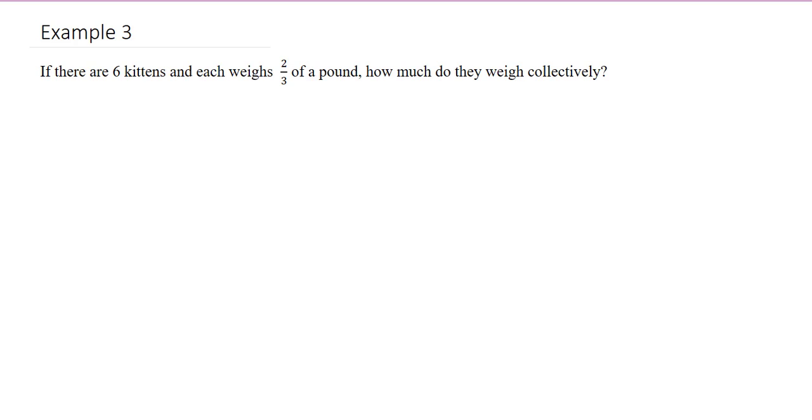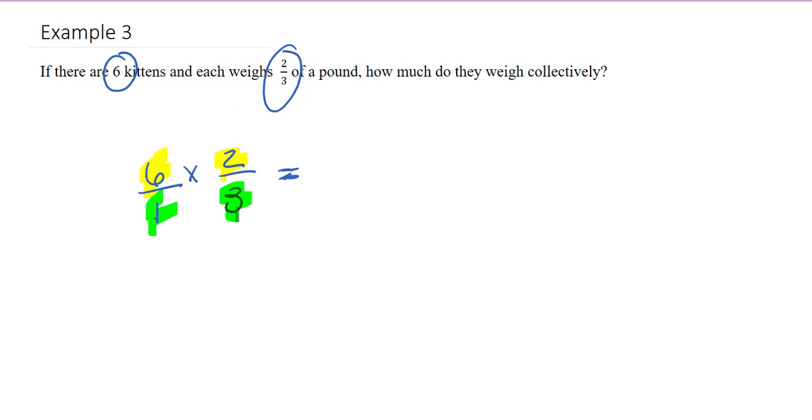Example 3. If there are 6 kittens and each weighs 2/3 of a pound, how much do they weigh collectively? So we're going to multiply the 6 times 2/3. We can go 6 times 2 over 3, and we're going to put the 6 over 1 to make it a fraction. We'll multiply the tops together and the bottoms together. But let's do a trick here, because we can see that 6 and 3 share a factor. So let's divide out a 3 on both of them.